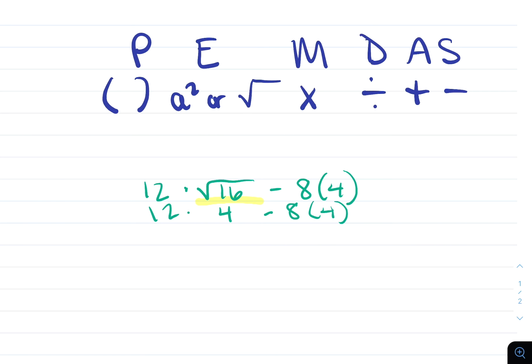So now you can see that we have a multiplication on the left and a multiplication on the right. We can do both of these and then just bring down that negative. So let's do that. So we have 12 times 4 for 48 minus 8 times 4, which is 32. And now we can go ahead and just subtract. So we have 48 minus 32 for 16. Why don't we look at one more example?